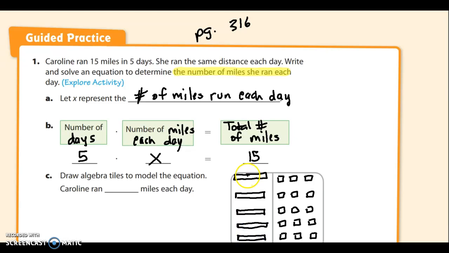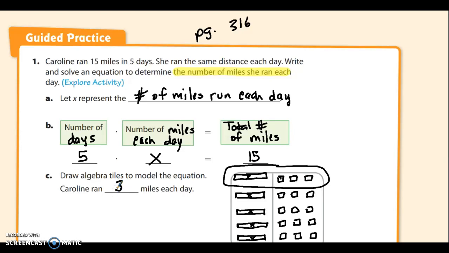And these longer ones are the x tiles, and you can barely see a little tiny x there. And these shorter ones are the plus ones, and you could maybe squeeze in a tiny little plus sign there. But it doesn't really matter. The key is to notice that for every 1x we have 3. So this proves that x is equal to 3 miles each day.